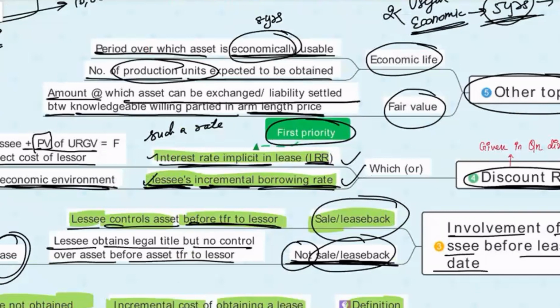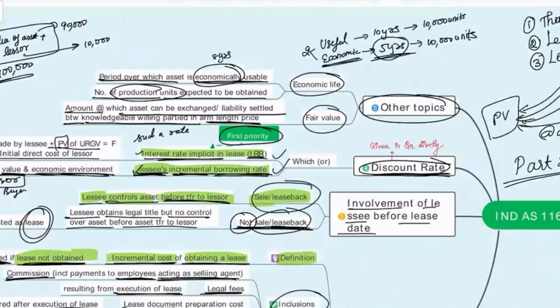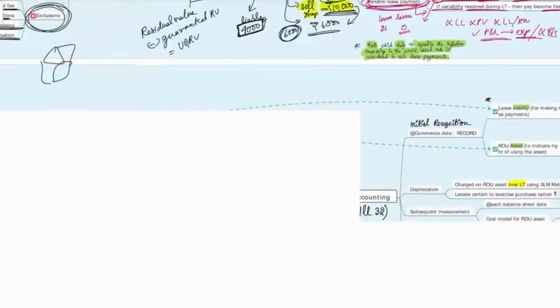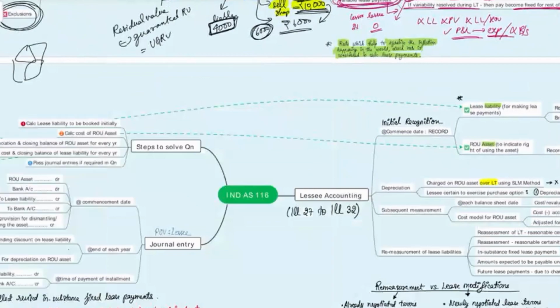So in arm's length price, if there are two parties who are coming together and they are setting up an amount, that at this amount we can exchange the asset, or at this amount we can settle a liability, that will be known as your fair value. Okay. So I hope you understood that.